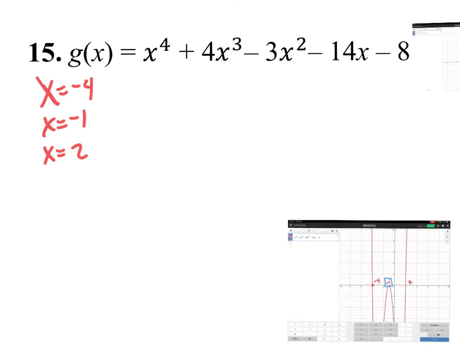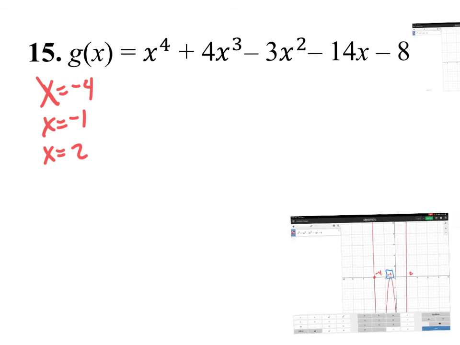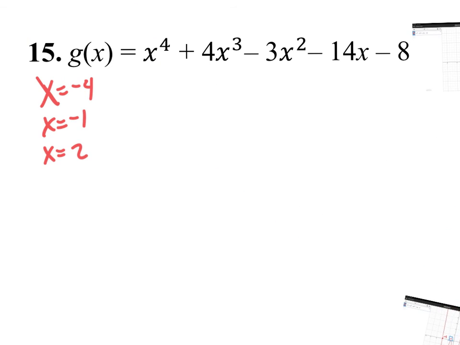So I have my 3 answers. I'm looking for my 4th answer, okay? Let me show you what that 4th answer is going to be based on the fact that this one just touched. That means that there's a duplicity on the -1. That means that -1 is probably, no, it is an answer 2 times. So let me plug in -1 to verify that that one's correct.